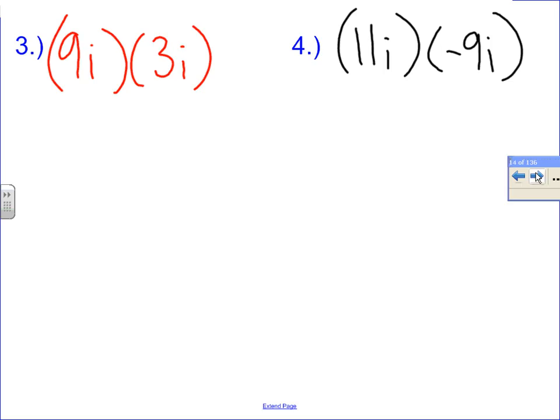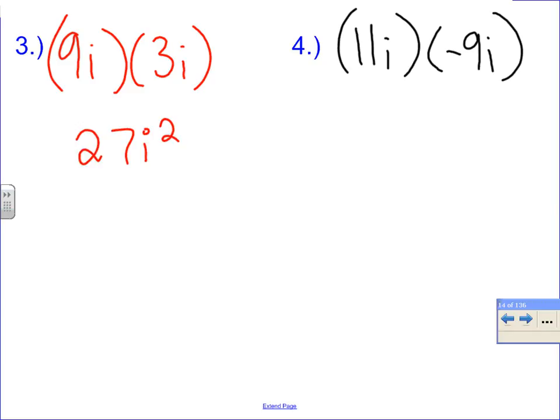Okay, number 3 and 4 on your orange paper. I want you to write down number 3, 9i times 3i. So now I'm switching it up. No more graphing. Let's just do some examples with complex numbers. Jared, what's 9i times 3i?